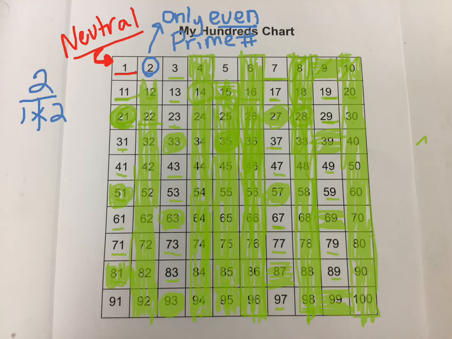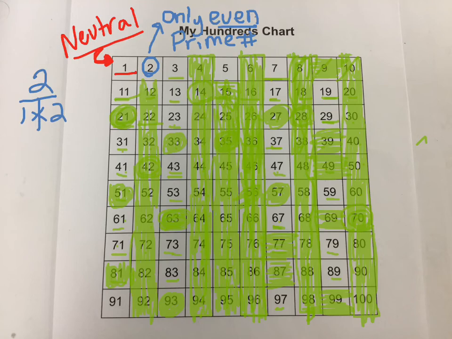Count 7 more. We're at 42. That one's shaded in. Count 7 more. We're at 49. That is a composite number. 7 times 7 is 49. Okay, count 7 more. 56 is shaded in. 63 is shaded in. 70 is shaded. 77 should be shaded in because that's 7 times 11.